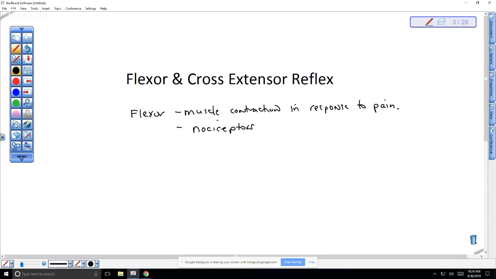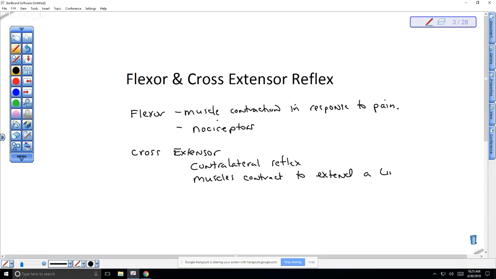So then when we look at the cross extensor, this is actually a contralateral reflex. So it's on the other side. And muscles contract to extend a limb. So the extensor part is that we're extending either the hand or the leg.